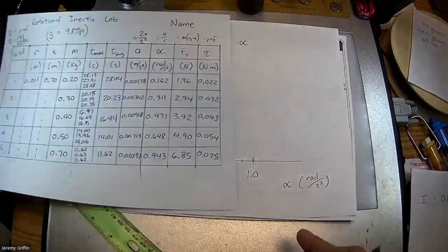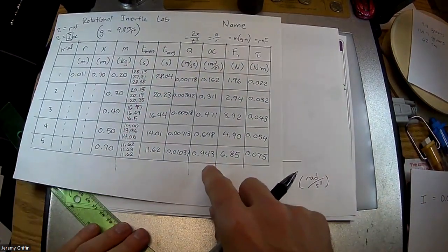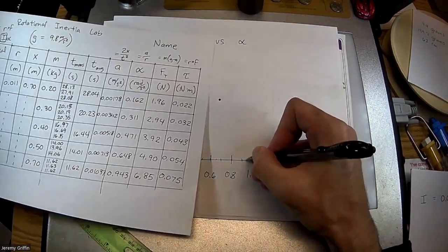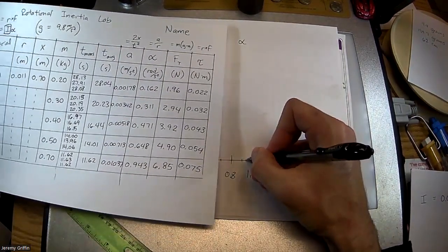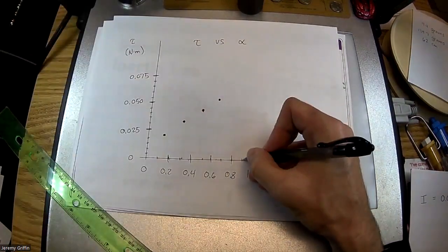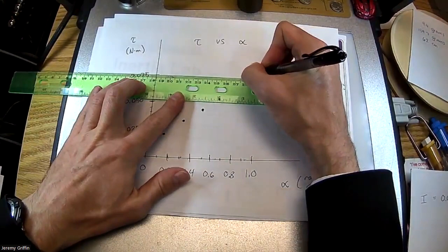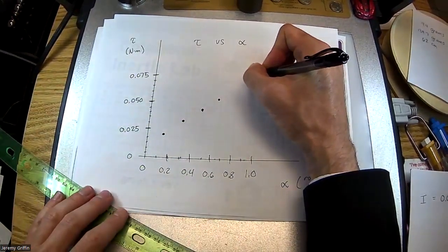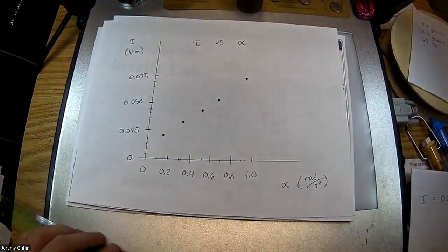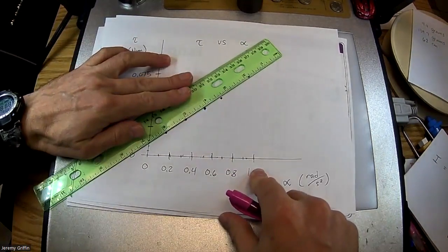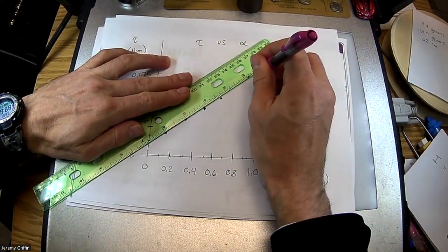About one more point. So angular acceleration of 0.94 radians per second squared, right about there, I think. Got 0.075 Newton meters of torque. Bam, right there. There's all 5 points. Look at these. They all line up in a straight line. It's a linear relationship. So let's do a line of best fit.